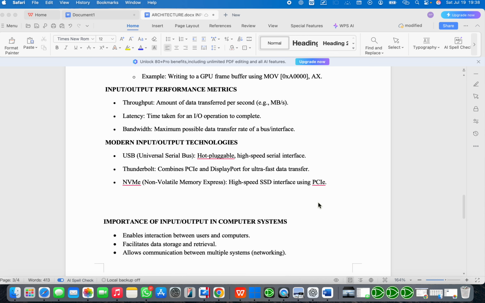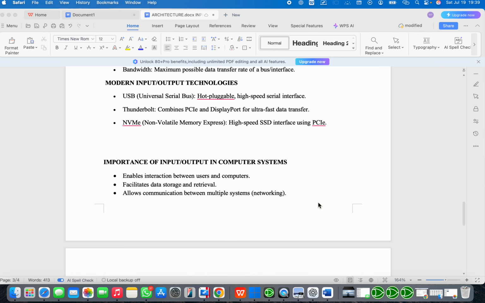Input and output performance metrics. Throughput, the amount of data transferred per second, that is in megabytes. Latency, the time taken for an input or output operation to complete. Bandwidth, the maximum possible data transfer rate of a bus interface. Modern input or output technologies. We have the USB, that is Universal Serial Bus, a hot pluggable high-speed serial interface. Thunderbolt combines PCIe and DisplayPort for ultra-fast data transfer. Non-Volatile Memory Express, that is high-speed SSD interfacing with PCIe.